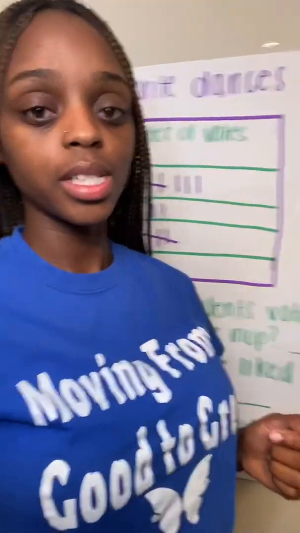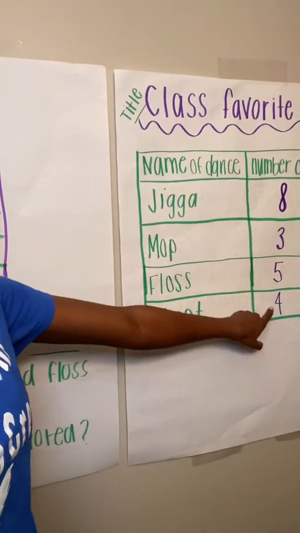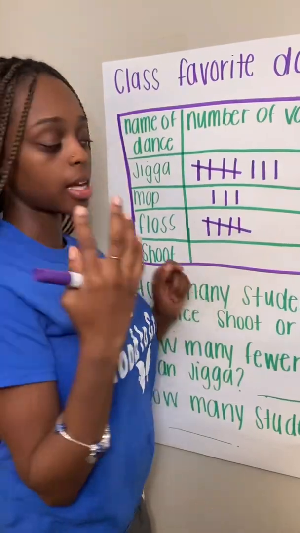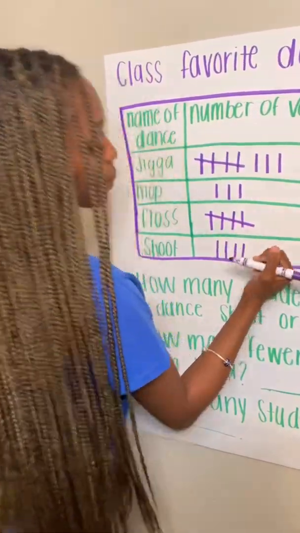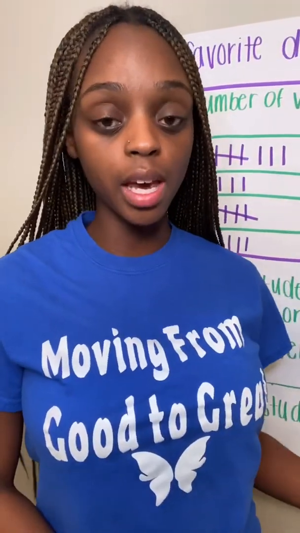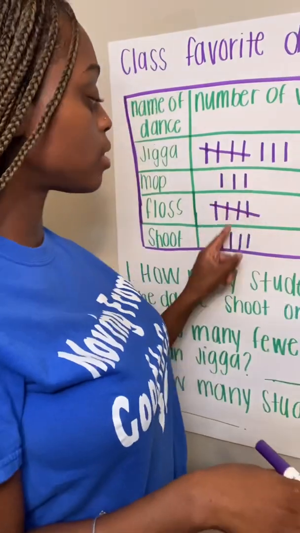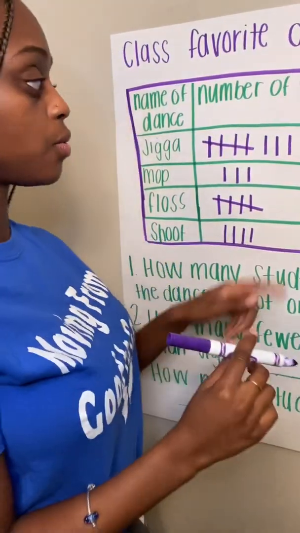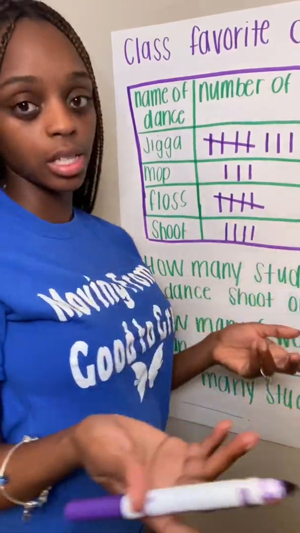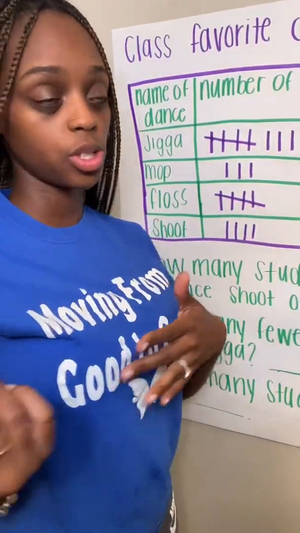And the last one, shoot. 4 people voted for shoot, so we're going to draw 4 tally marks. 1, 2, 3, 4. We have now represented the data from the first table into tally marks. And if you want to remind yourself, you can write numbers right here just in case you forget and you want to go back and refer to it.